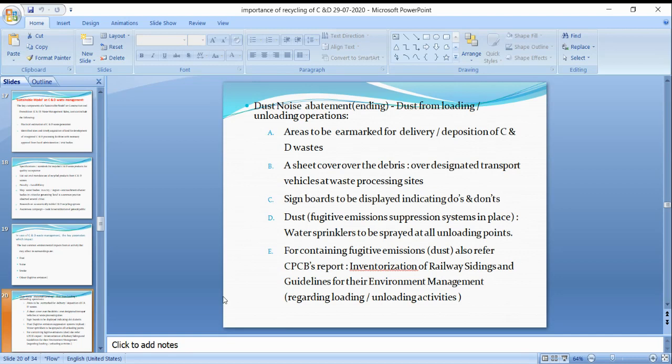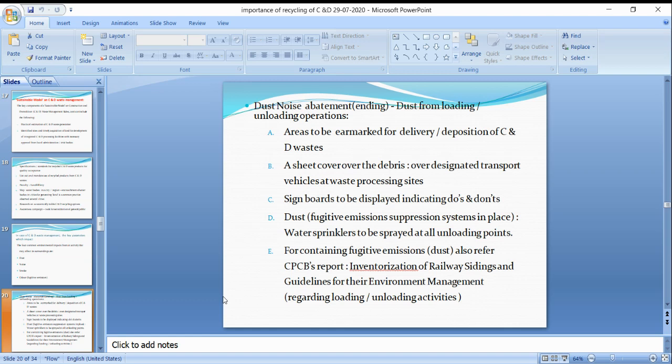We have seen before that they have to select a site so that it should not create any problem. Next, a sheet cover over the debris. If you have already collected waste, it should be covered with a sheet, on all the waste materials over designated transport vehicles at the waste processing sites. Signboards are to be displayed indicating do's and don'ts. At the time of construction and also at the time of demolition, we have to keep a signboard that indicates what you have to do and what should not be done.